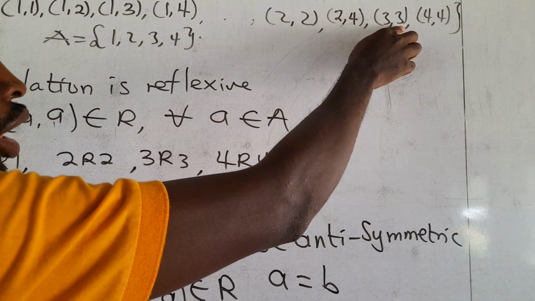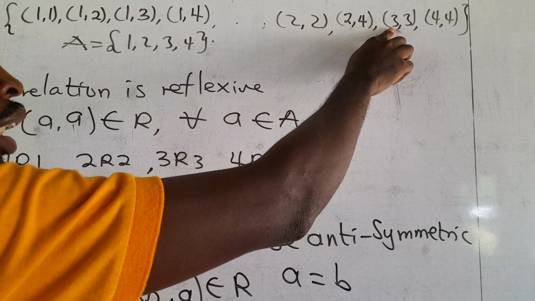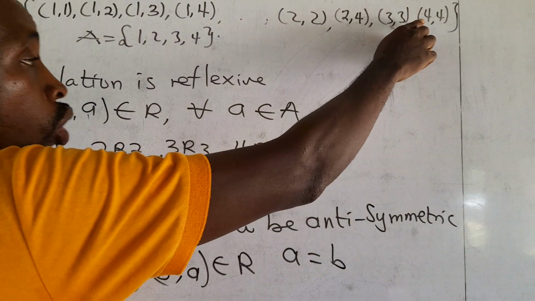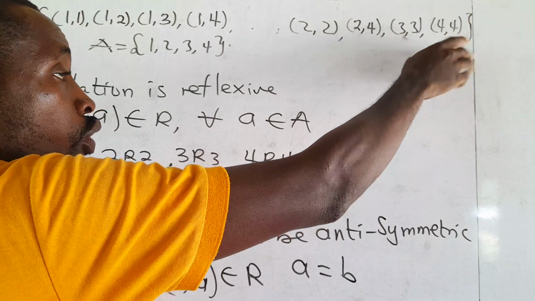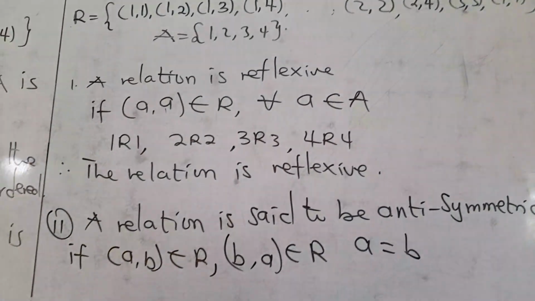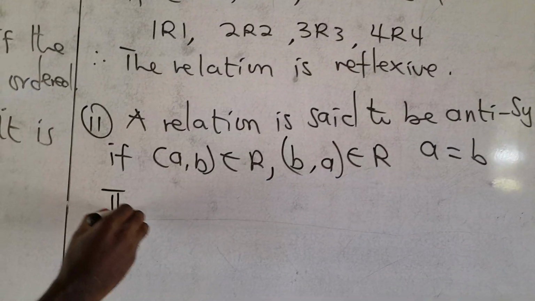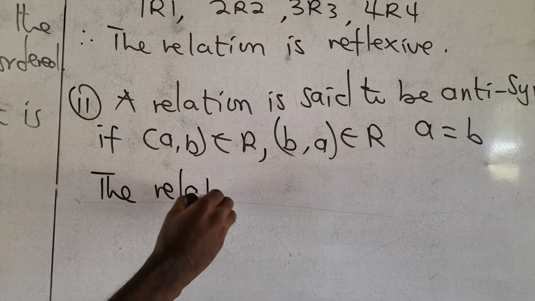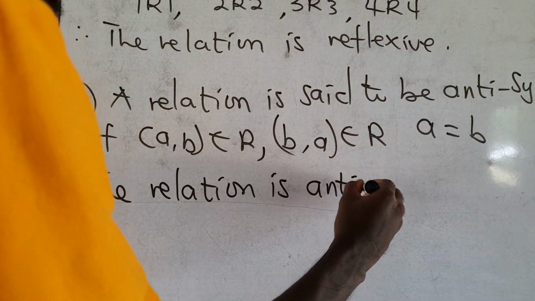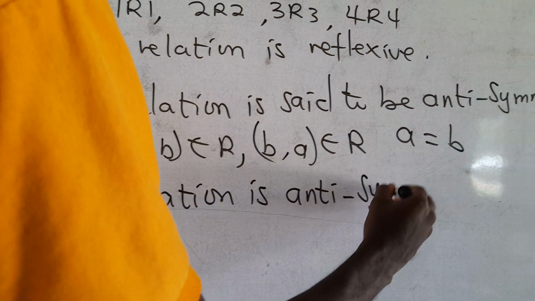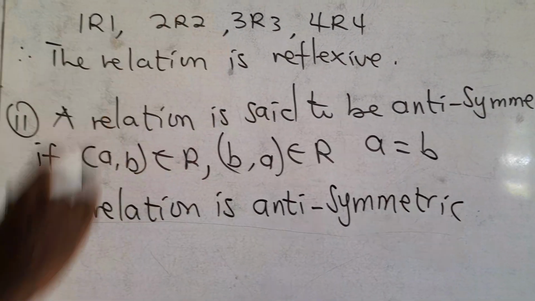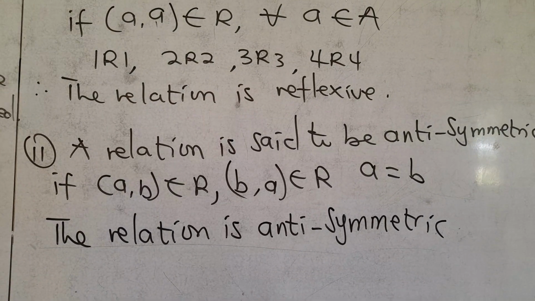When we flip 3, 3, we'll get 3, 3 again. 3, 3 is a member, but 3 is equal to 3. We don't have a problem. When we flip 4, 4, we still get 4, 4. 4, 4 is a member. However, 4 is equal to 4. Then we can conclude that the relation is anti-symmetric because it satisfies the condition of the anti-symmetric property.